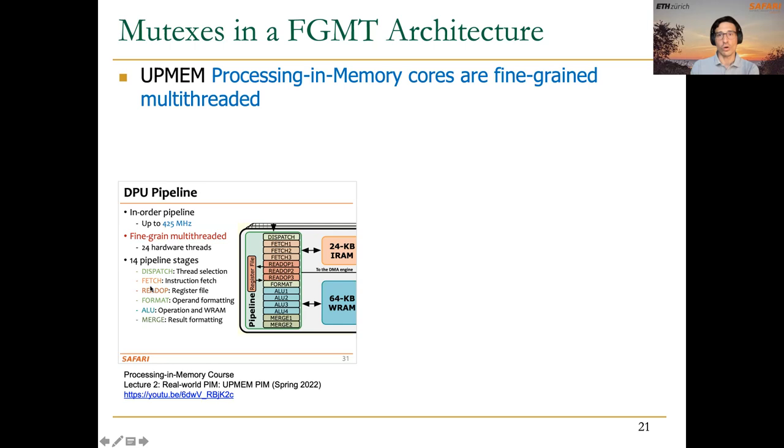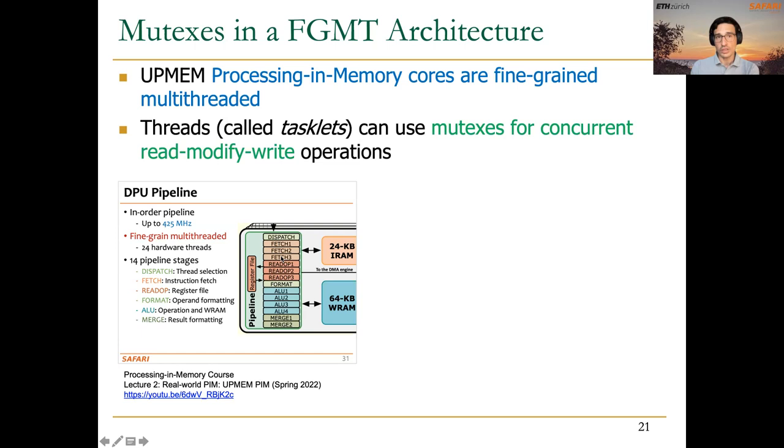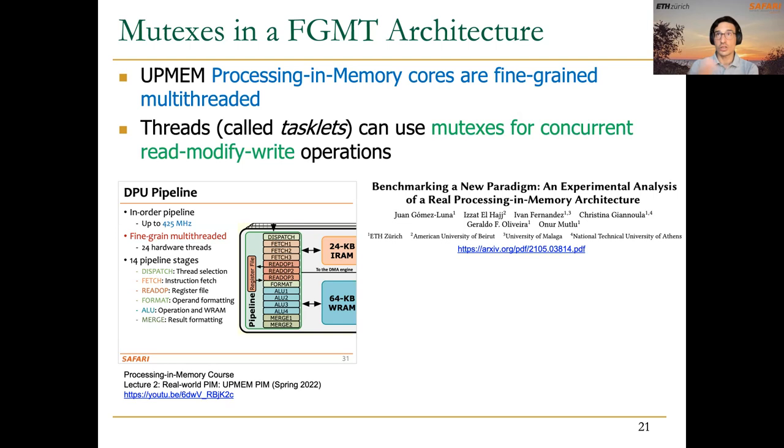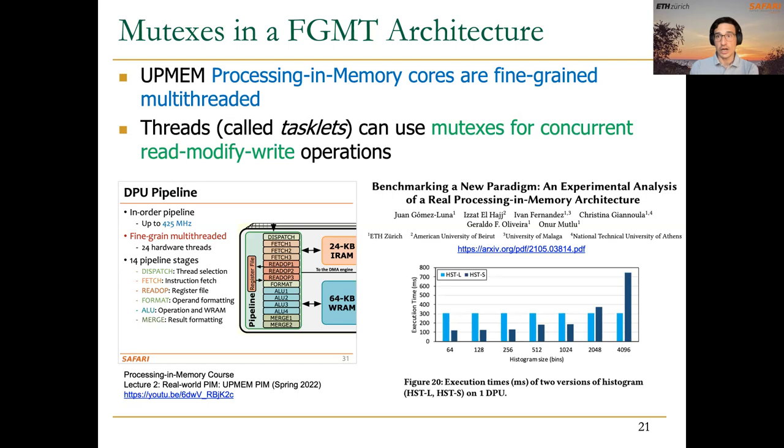The threads that run on this pipeline can use mutexes for concurrent read, modify, write operations in a similar way as CPUs do. You may want to learn more about this architecture and about how to use mutexes. If you take a look at our paper, you will see that we have experimented with these mutexes. This is an example of two different ways of generating a histogram, one of them using mutexes on this architecture. These are some of the experimental results that you can find in our paper.